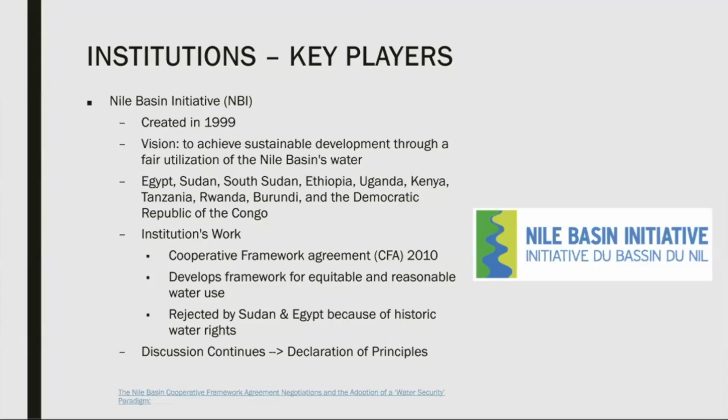So the Cooperative Framework Agreement, which is also known as the CFA, was an agreement in 2010. And essentially what this agreement went for was sustainable development through a fair utilization of the Nile Basin's water. This was rejected, however, by Sudan and Egypt because of the historic water rights that they were not getting and that they wanted. So then discussion continued, and this brought us to the Declaration of Principles, which I'll get into in a couple of slides.